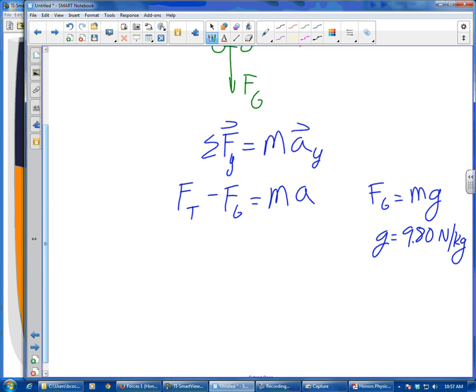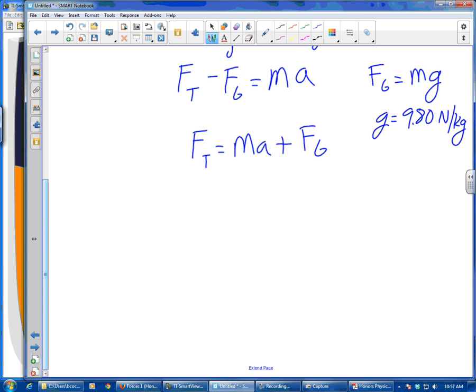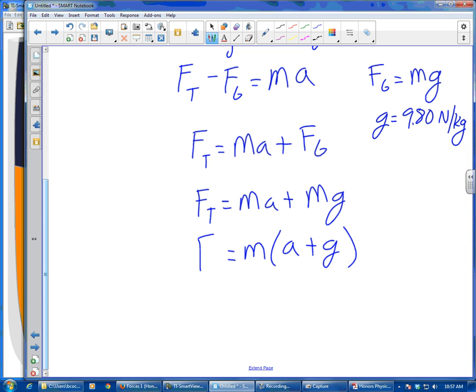So I'm interested in the tension. I'm going to get the tension by itself. Force of tension equals MA plus F sub G. Substitute in for F sub G, I get force tension equals MA plus MG. I'm going to group my like terms together just to make my math less numbers to put in.